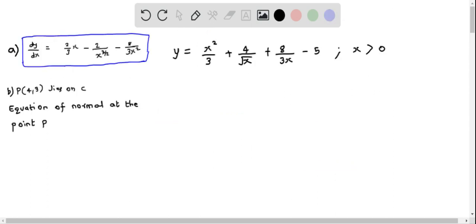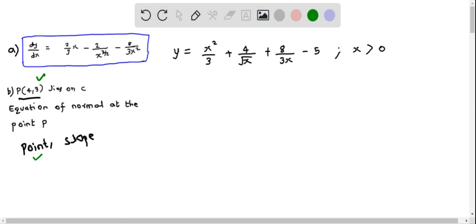We will now answer part B, that is, we have to determine the equation of the normal at the point P. This is the point P, that is 4, 3. This lies on the curve equation. So to determine the equation of the normal, we need two things: the point as well as the slope of the normal. We already know the point, which is 4, 3, but we have not yet found the slope of the normal.